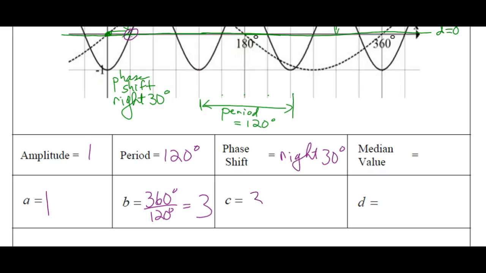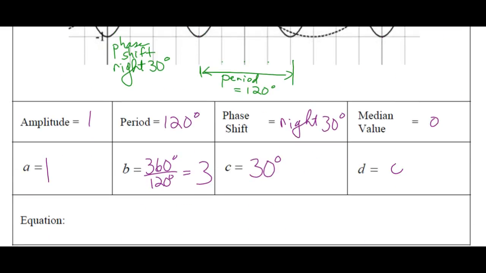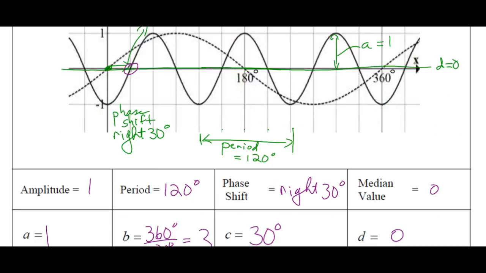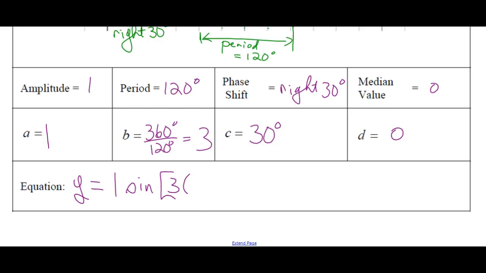I need it to be minus 30 degrees, so C is 30, it won't be negative. If we're going left, it would be negative. Median value was 0, D is 0. Writing it in the form, y equals, you've got it up top, so let's just do this. y is equal to 1 sine 3 theta, is it theta or x? x, of course. 3x minus 30 degrees, make sure there are degrees on there, plus 0.